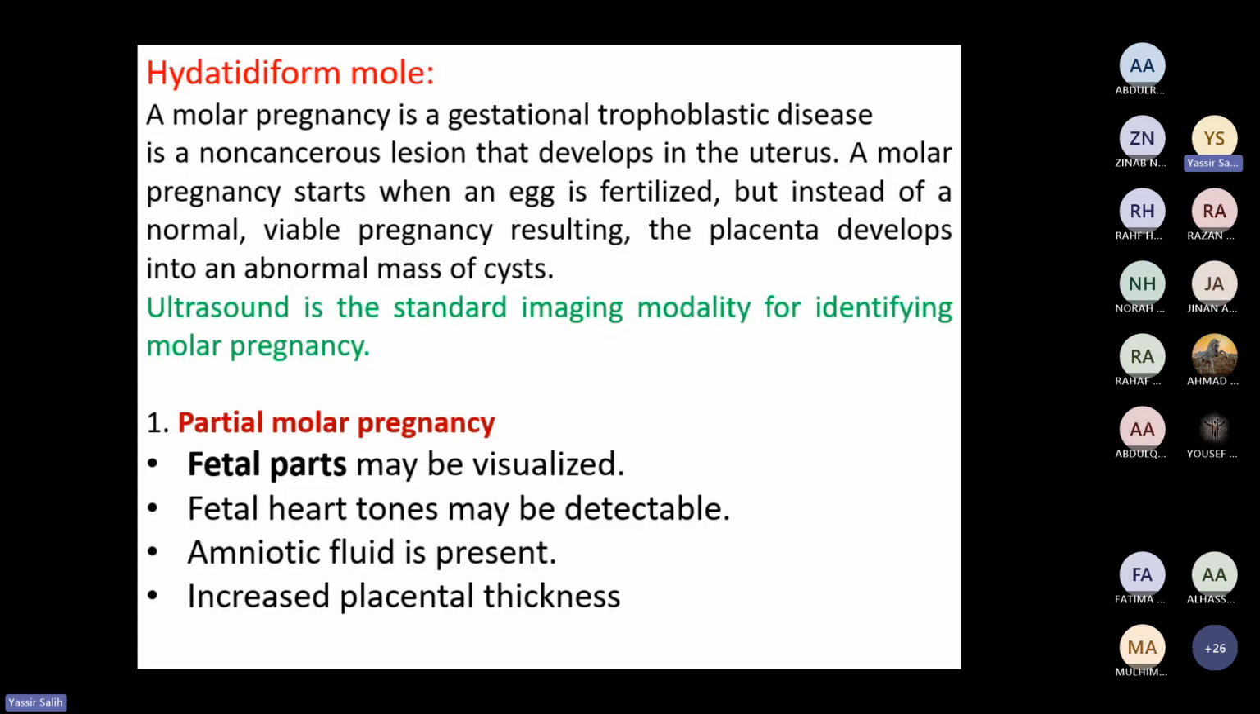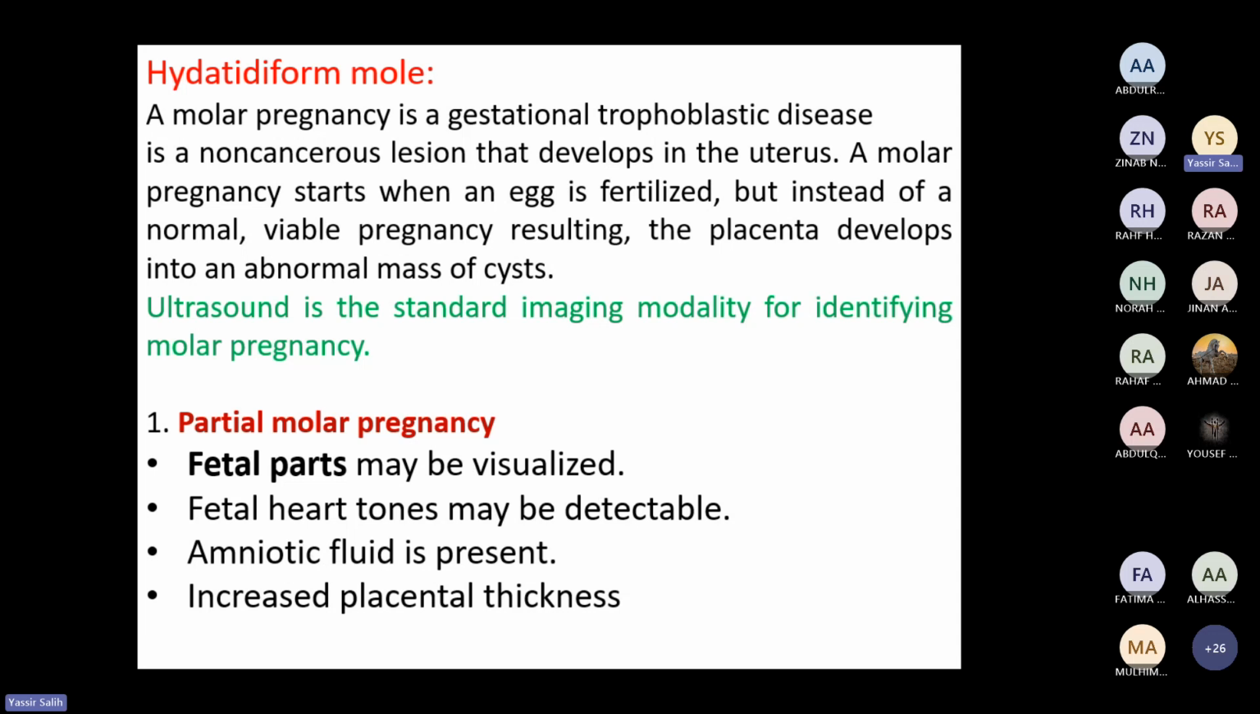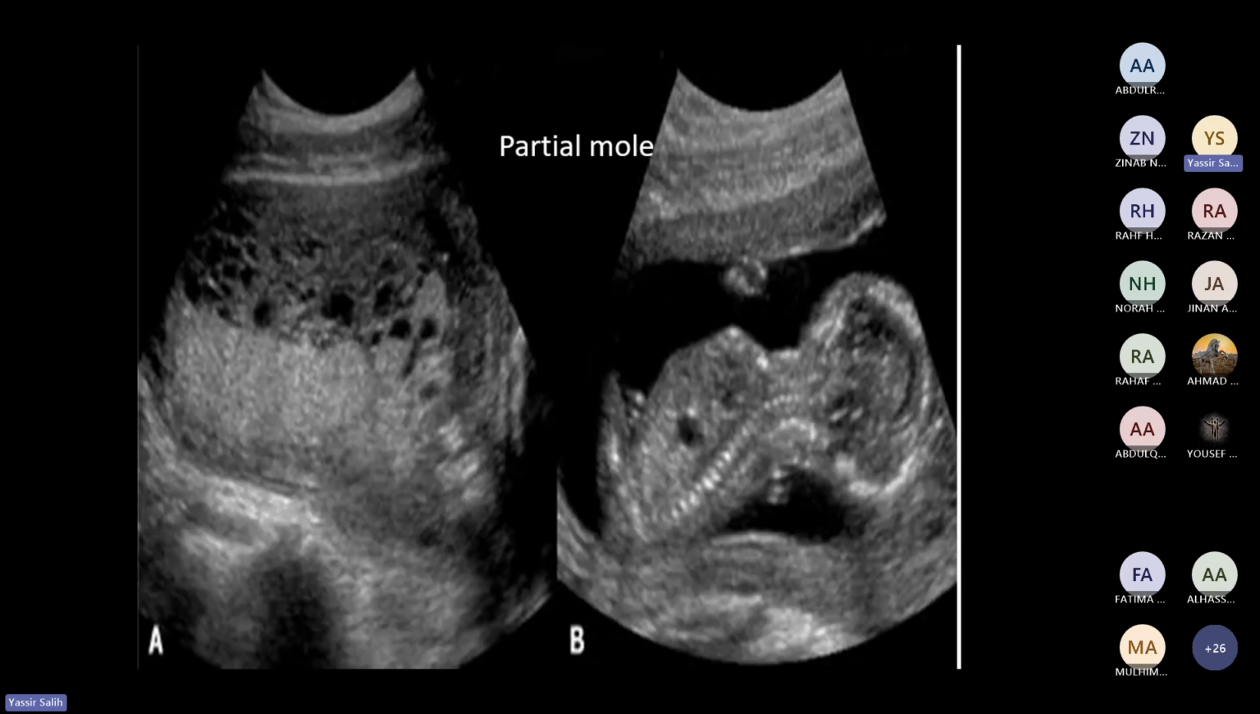نشوف how can we differentiate between the two types. In the partial molar pregnancy fetal part may be visualized. سموه partial ليه؟ لأن fetal part may be seen. زي دي مثلا fetal part ممكن تشوف الhead، تشوف upper limbs or lower limbs. In addition to that you can see the fetal heart. ممكن تشوف كل patient الفيتس هو live، يعني fetal heart present و amniotic fluid present، لكن characterized by increased placental thickening. هي البلاسنتا بتكون thick.